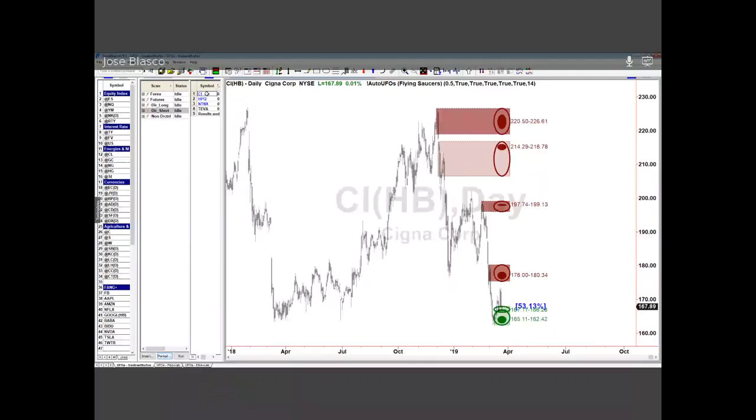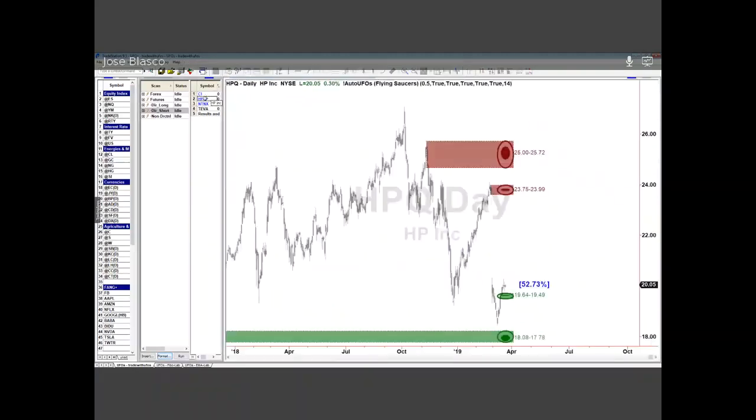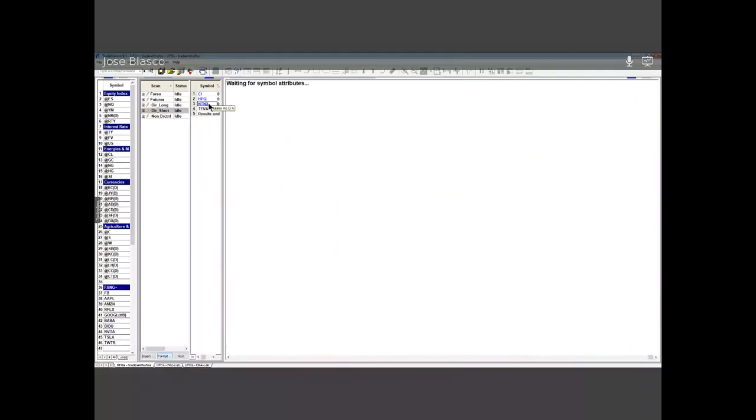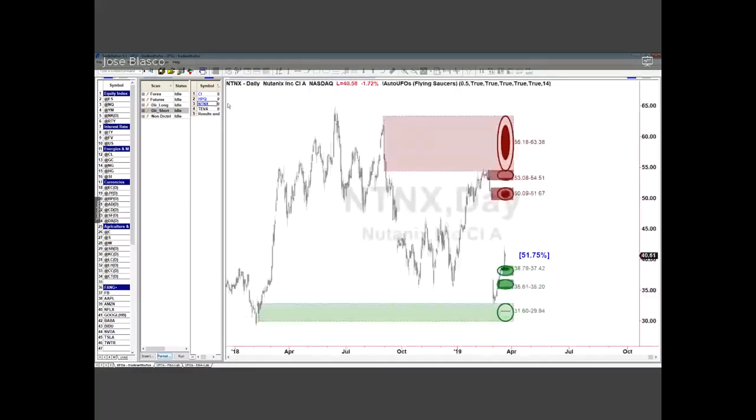Okay, so what do we have? Well, Cigna is 167. HPQ, let's take a look again. HPQ, it's right there, very far from the red UFO, as we said. NTNX, where are you, NTNX? Yeah, it's right there, far from the red as well. When it gets to those reds, it would be a lot of selling there. Three UFOs overlapping each other, that's no joke.